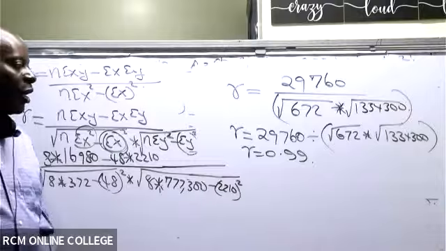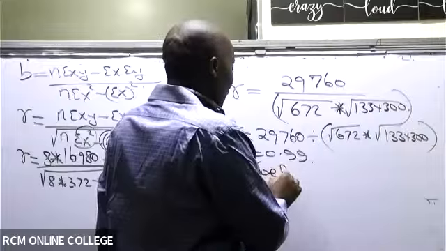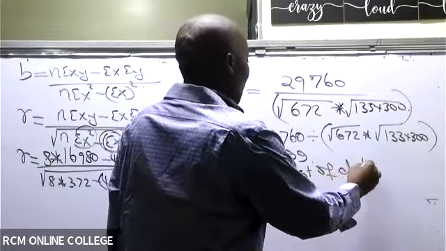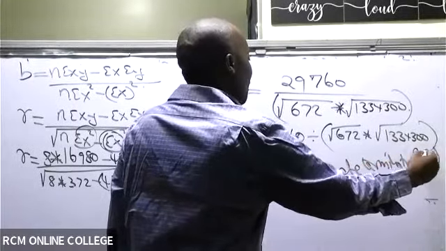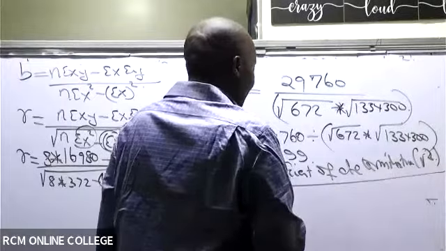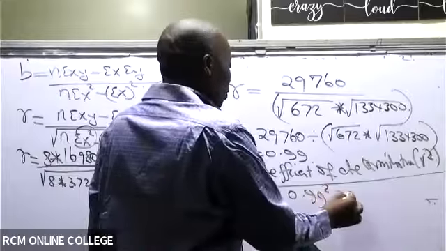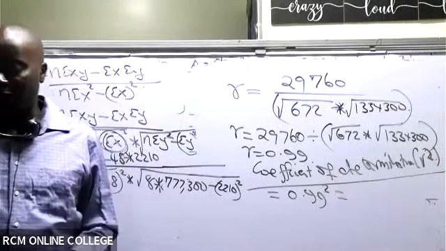Thank you very much. But now don't forget that we wanted to get what we call the coefficient. They wanted us to give them the coefficient of determination, which is R squared. So this one here will be 0.99, whatever you have there, you square.